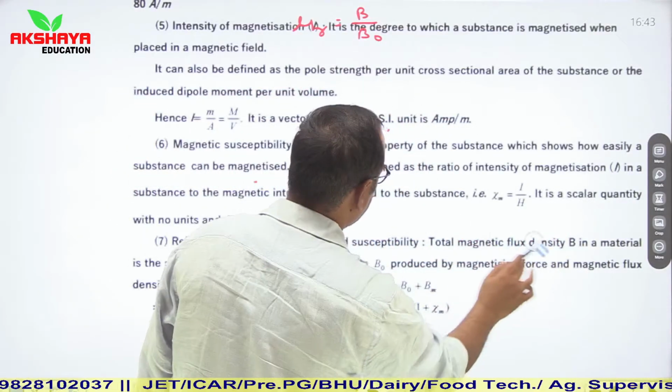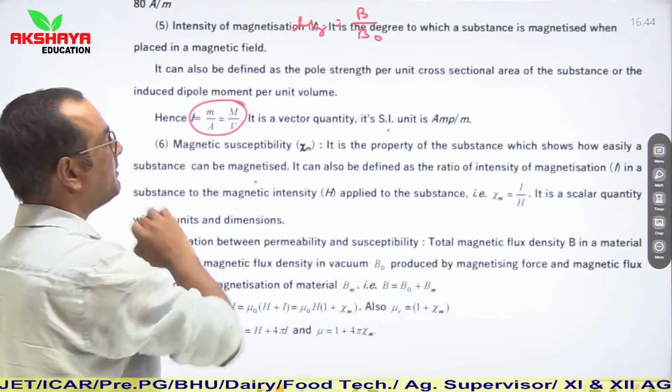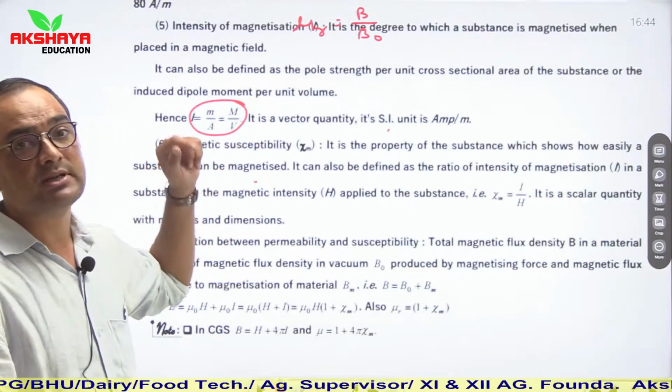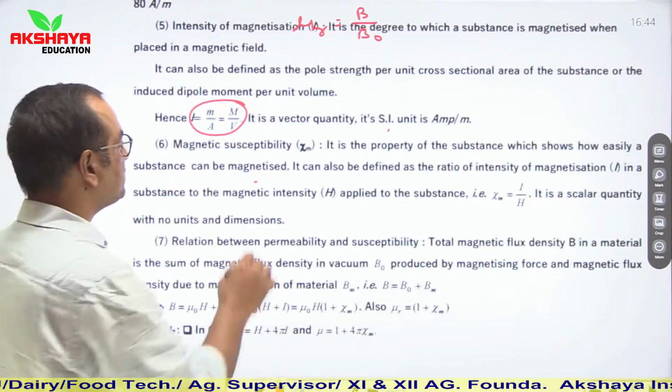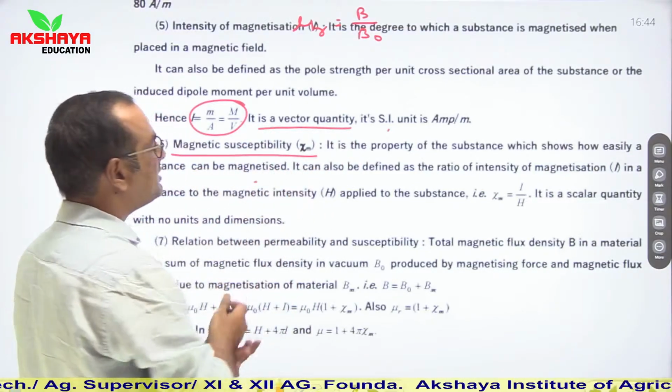So similarly we can say that in mathematical form it is equal to small m upon a, meaning pole strength in unit area, and capital M upon V, meaning magnetic moment in unit volume. So it is a vector quantity. Then magnetic susceptibility, xi m.